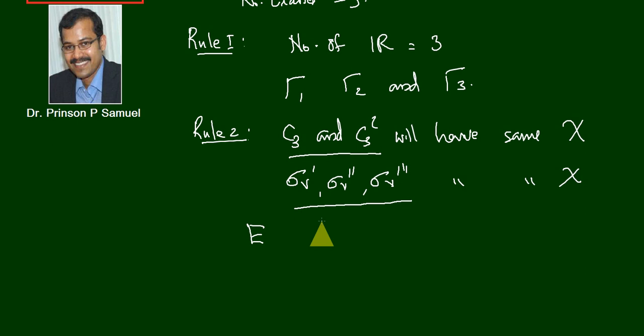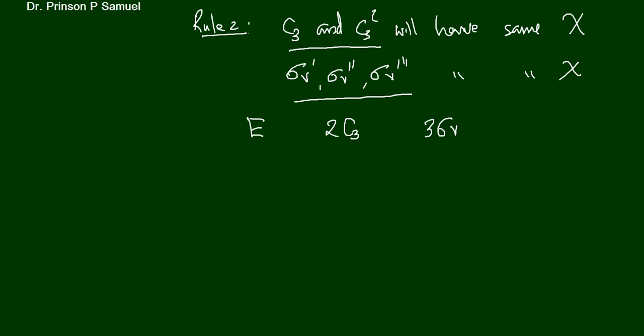There is no need to repeat the same characters, right? So C3 and C3 square will be written together as 2C3. Again, sigma v dash, double dash, and triple dash will be written together as 3 sigma v. So only 3 entries will be there in the character table: one corresponding to E, one corresponding to C3, and another corresponding to sigma v. This is what we can understand from rule 2 derived from the great orthogonality theorem.